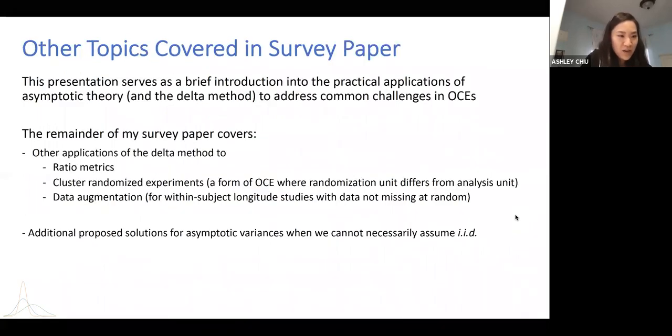Next slide, please. So this is just a primer for the other topics that I'm going to cover in my survey paper. That application with the quantile is just one way of applying the delta method. But as I mentioned before, some other metrics that you might want to use for A/B testing are ratio metrics or percent changes, where the confidence intervals and variance estimation need to be adjusted accordingly. And there are also different types of randomization experiments, like cluster randomized experiments, which can also use the delta method to better estimate variance. And lastly, I talk about an example for the delta method in data augmentation. In longitudinal studies, there might be certain people that are not continuous throughout the data, but it's not missing at random, so you can apply the delta method to adjust the variance calculation there.